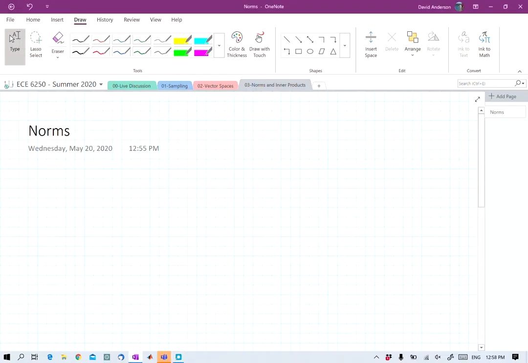So now that we've defined vector spaces and subspaces and the like, it helps if we can relate different components of a vector space to each other. And so this is the realm of norms. So first let's define what a norm is.